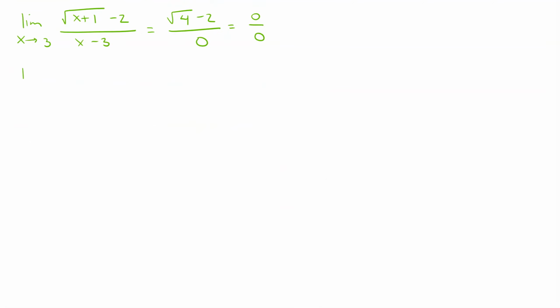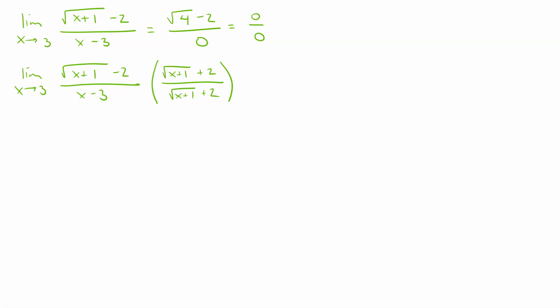Let's start fresh. The conjugate of rad x plus 1 minus 2 is rad x plus 1 plus 2. We just changed that middle sign. I'm going to multiply top and bottom by the conjugate. It's just a fancy version of 1. Dragging the limit with us. On the bottom, I have x minus 3 times rad x plus 1 plus 2. Just keep those separate. Don't FOIL them together. Don't multiply them together. Just keep those terms separate.